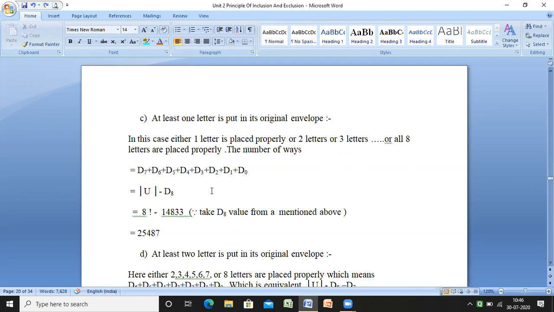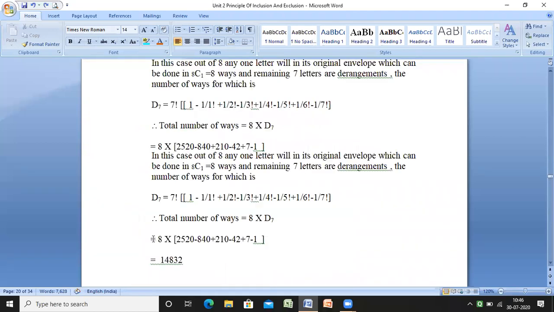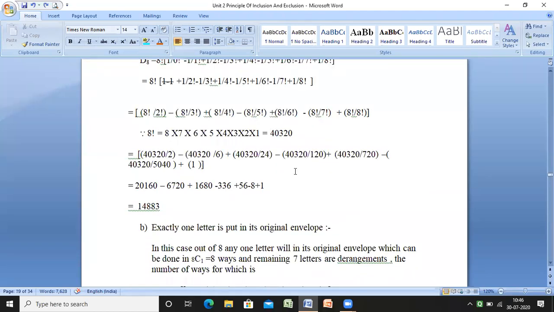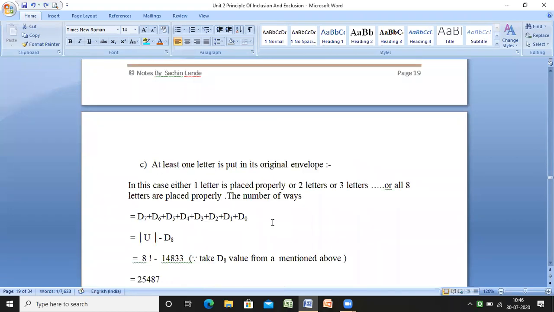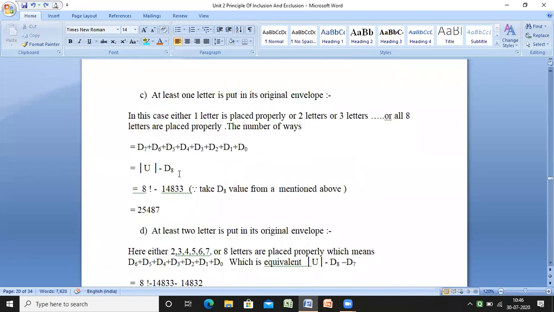So what is it that we calculate as D arrangement? This is called D8 over here, for all 8 letters. The factorial of 8 we already calculated over here: 40,320. This is the factorial of 8. That means all 8 letters, supposing they have put all 8 letters over there: 40,320. So universally what I get here is 8 factorial, 8 factorial minus D8.